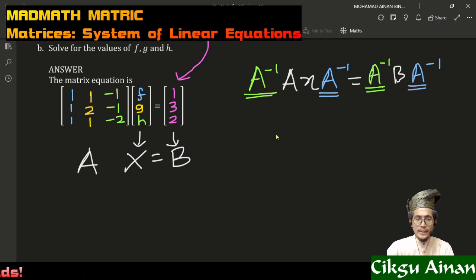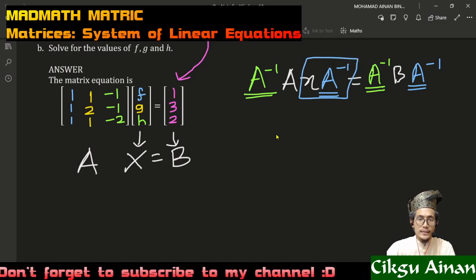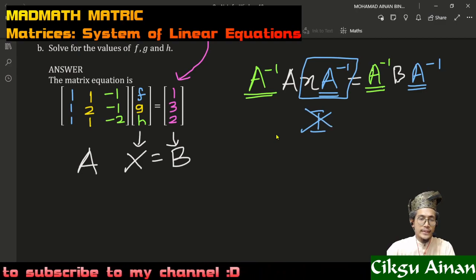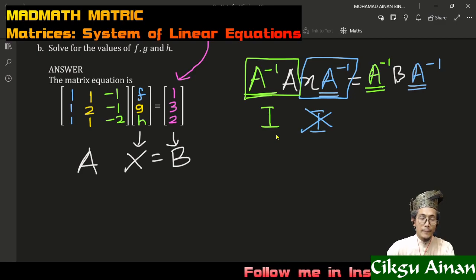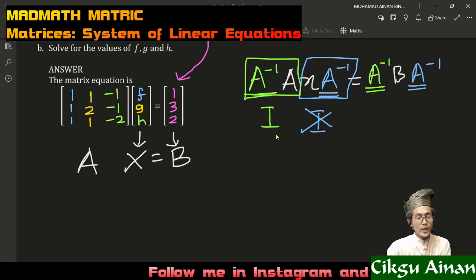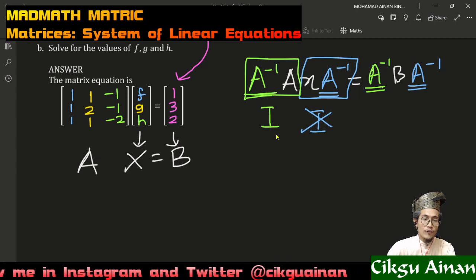But as we can see, the blue one is not helpful for us to get the identity, because X multiplied by A inverse won't give us the identity. But multiplying A inverse by A will get us the identity. That is why we put it on the left hand side. It's not necessarily on the left hand side, you have to look at the situation as well, but most of the time it should be on the left hand side of each side.